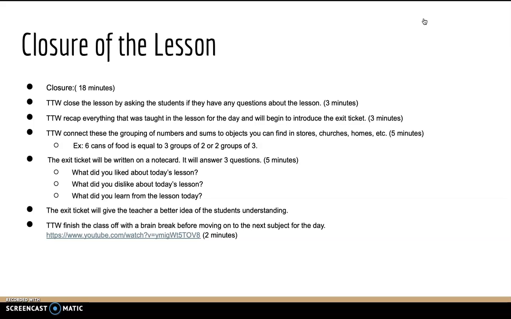And on their exit ticket, it's going to be written on a note card. They're just going to pass these up, or give them to me, as we are finishing the class. And on there's going to be these 3 things. What did you like about the lesson? What did you not like about the lesson? And what did you learn? This is just going to give me an idea of what was beneficial to the students and what wasn't. Then we're just going to finish off the class with a brain break, which is just a fun little video on YouTube.